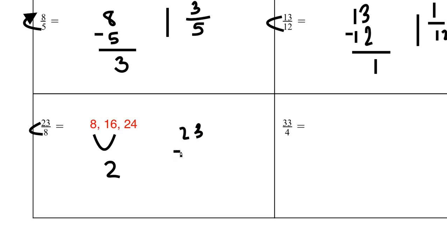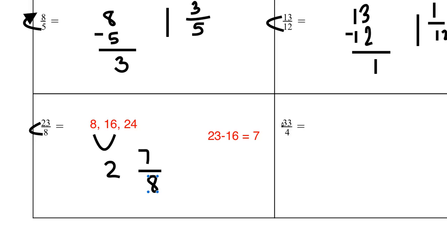23 minus 16. Let's see if this 6 is going to work or if it's going to do something funny. Is 7. So my answer is going to be 2 and 7/8. I was so close to making 3 wholes, but not quite.